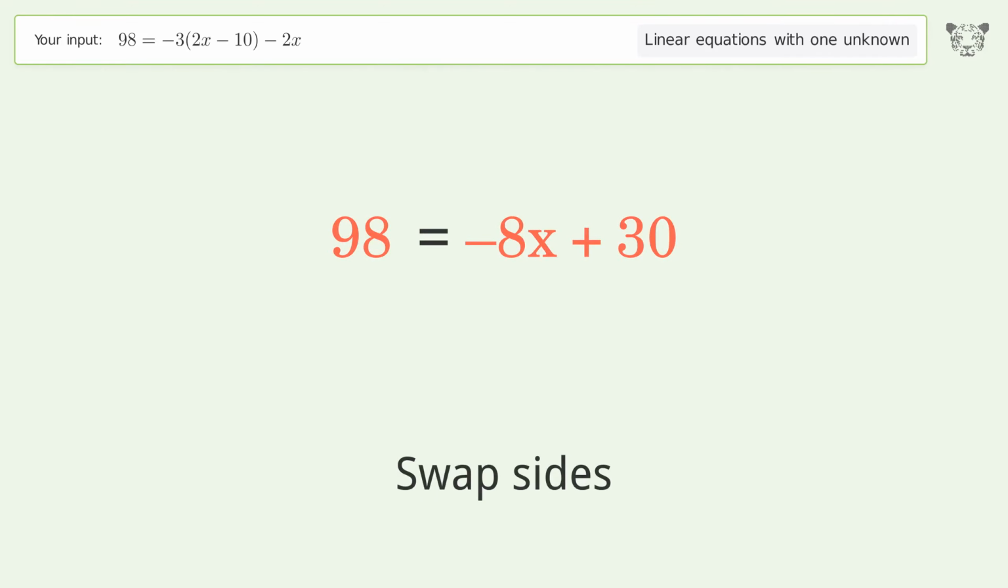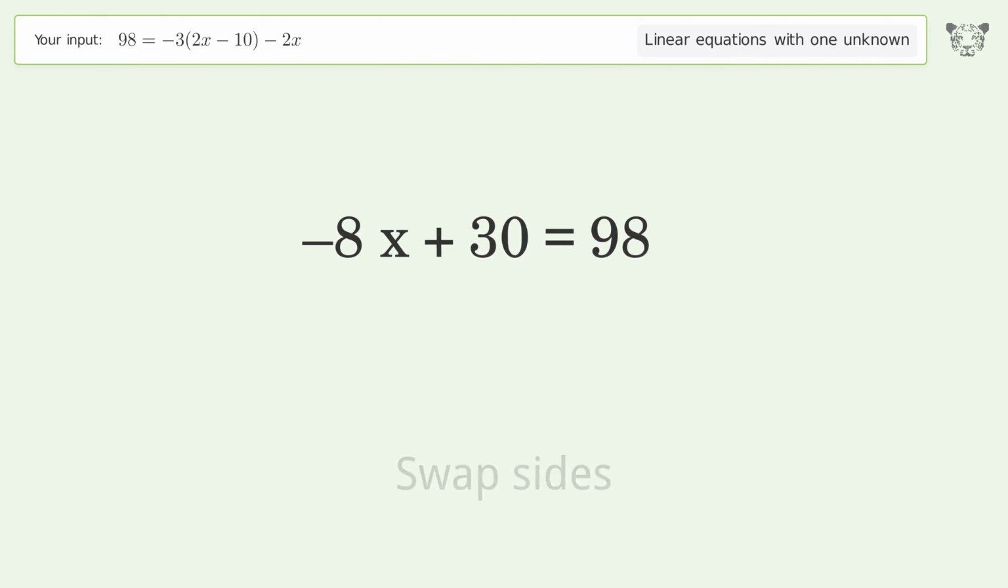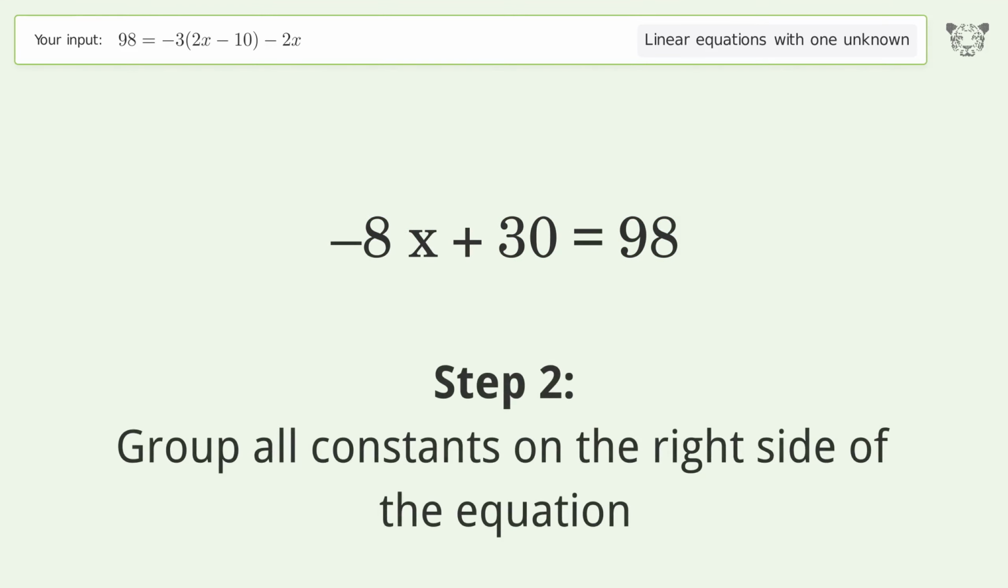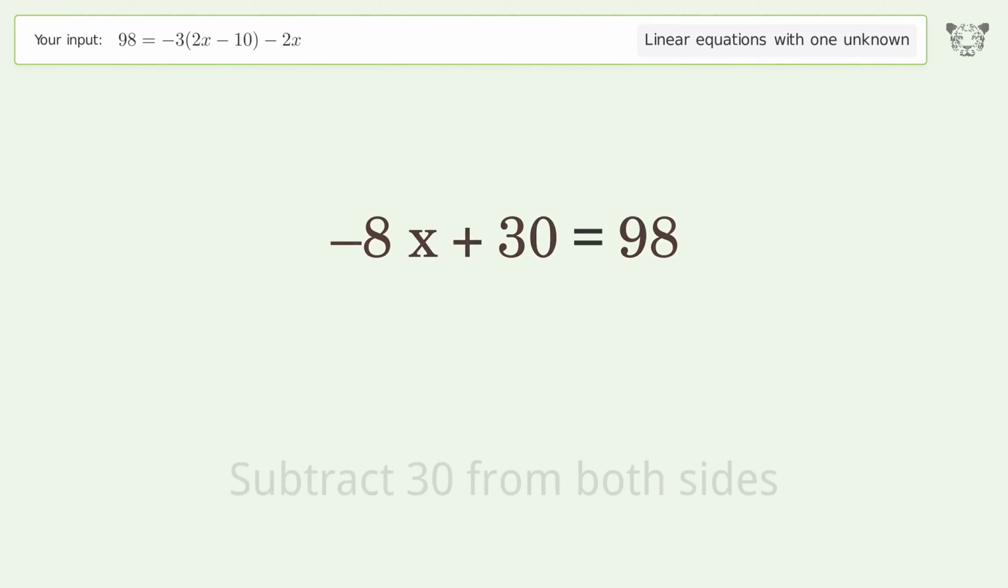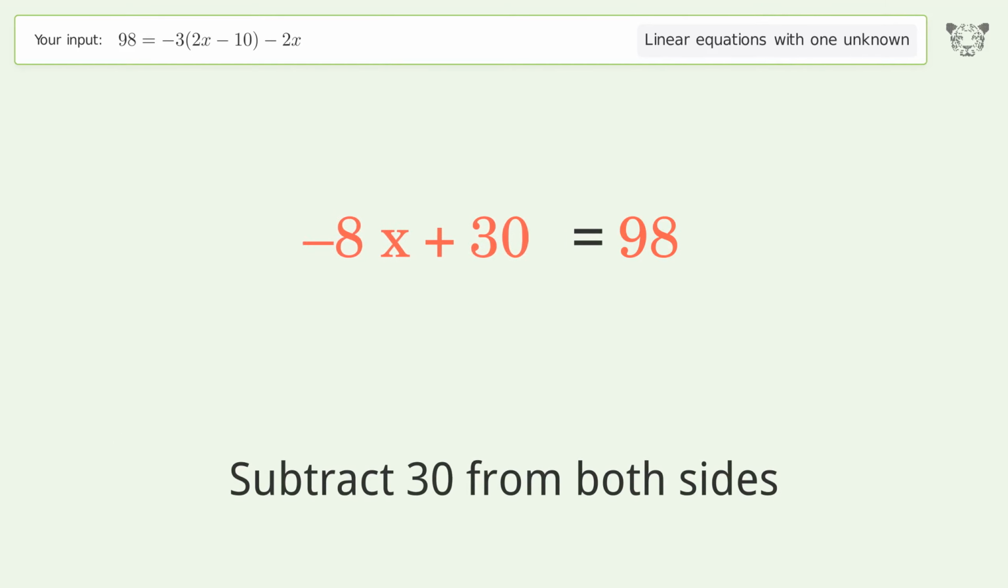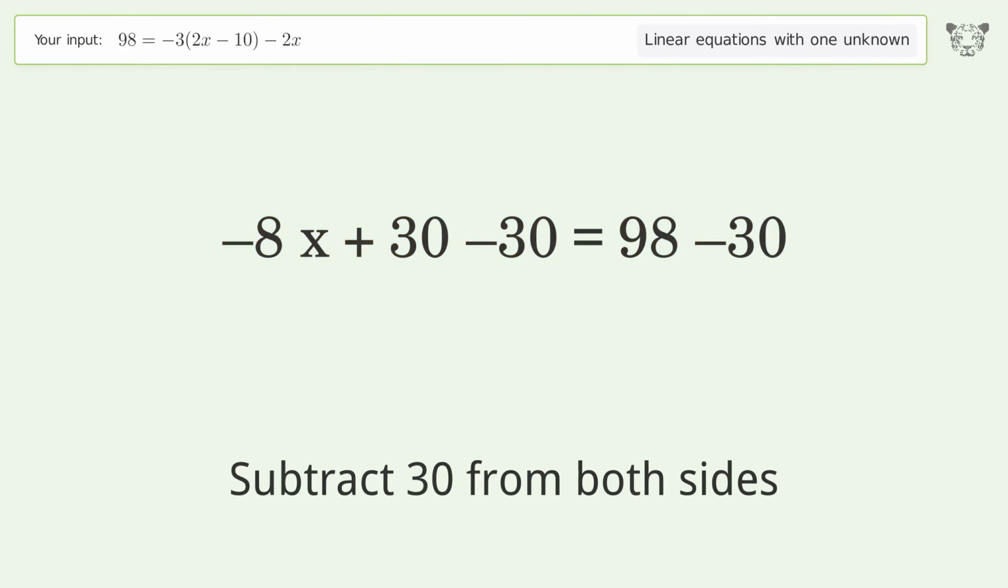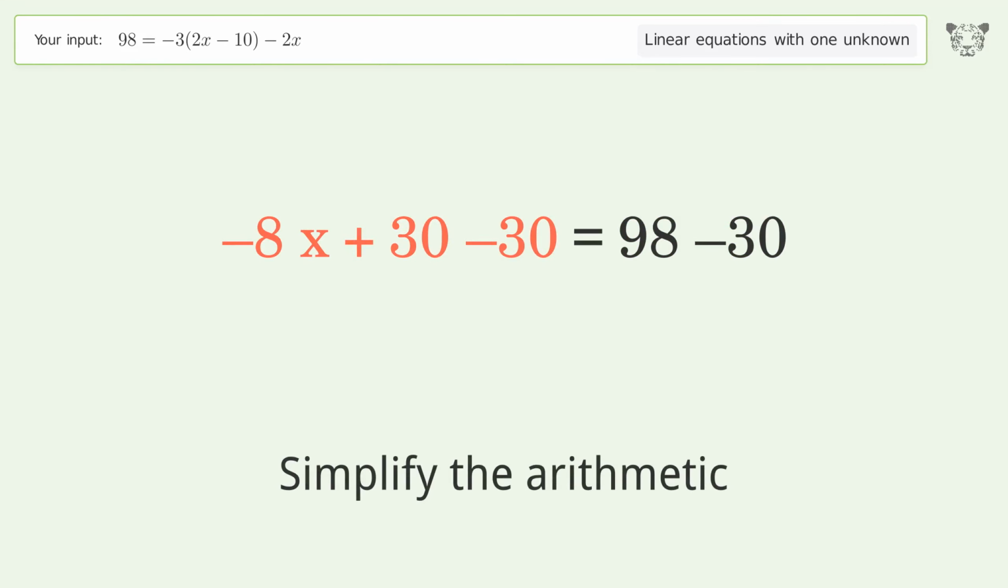Swap sides. Group all constants on the right side of the equation. Subtract 30 from both sides. Simplify the arithmetic.